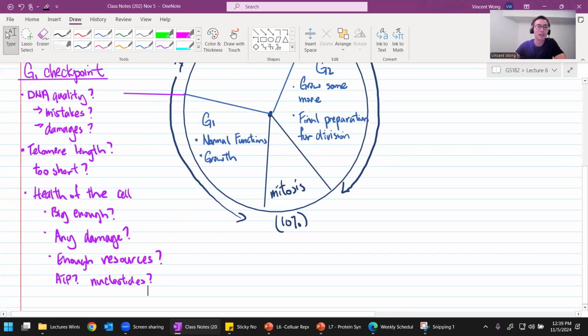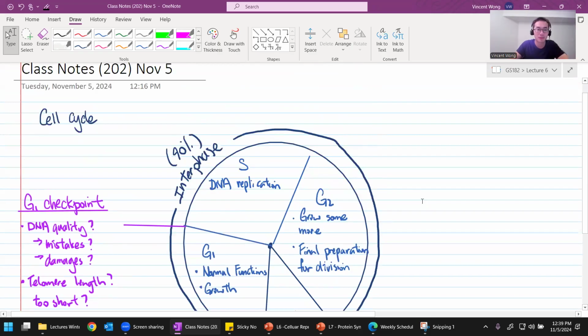So of course you're wondering, I assume, what's going to happen if we don't pass the checklist? What if some of these things do not pass? I can't think of a better word. Like the telomeres are too short. So what do you do, right? What if the cell is not big enough? What if there are not enough resources? Well, it depends on the situation. First of all, if the telomeres are too short, then that's it. There's nothing you can do about it. Then we definitely cannot copy the DNA.